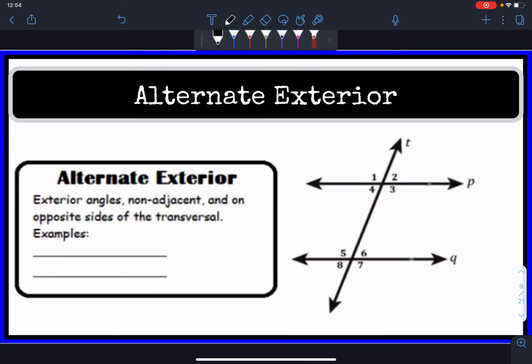Now, alternate exterior angles is just the opposite. Well, kind of the opposite. What I mean is that they are not going to be in between the set of parallel lines. So let's start with that. The word exterior here means they're on the outside, or better yet, above or below the parallel lines.